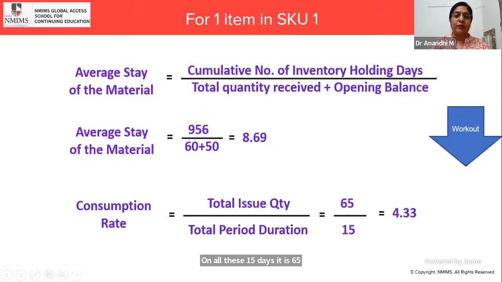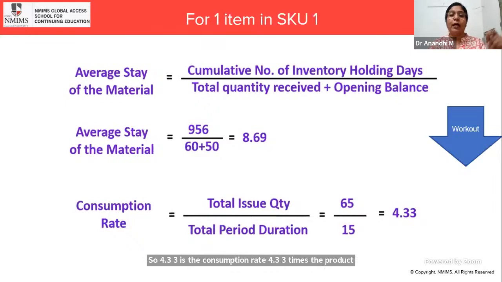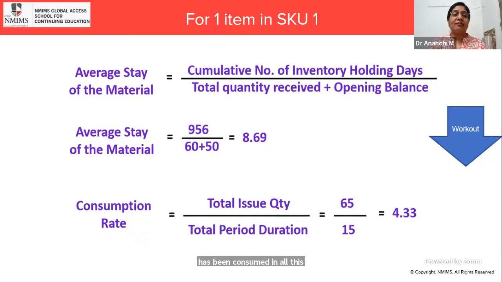For 15 days we have taken. So 4.33 is the consumption rate. 4.33 times the product has been consumed in all these 15 days. So 8.69 days it was staying in the shelf, and 4.33 times it was consumed in the given duration of 15 days. So we have calculated this and kept. Now after this, we'll go to the Excel workout.